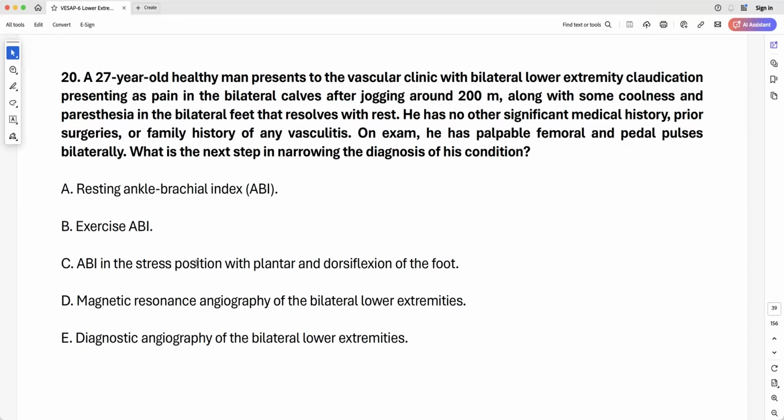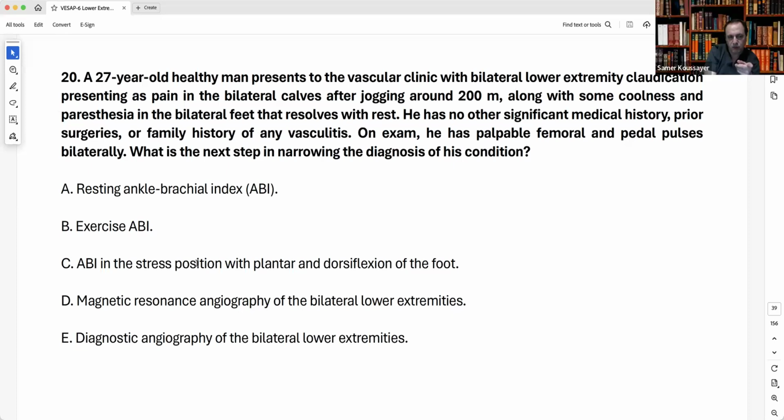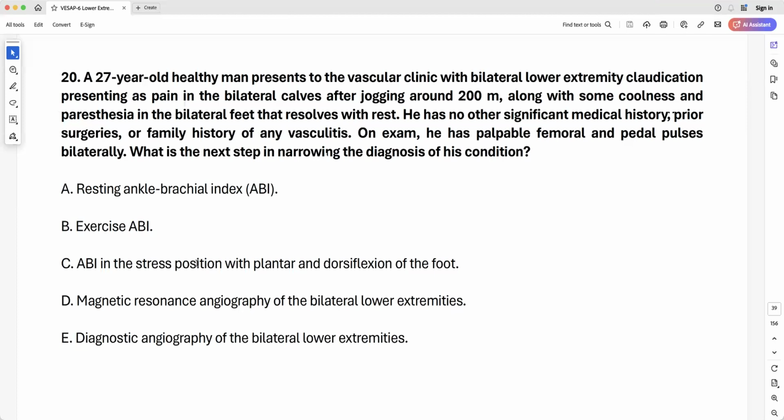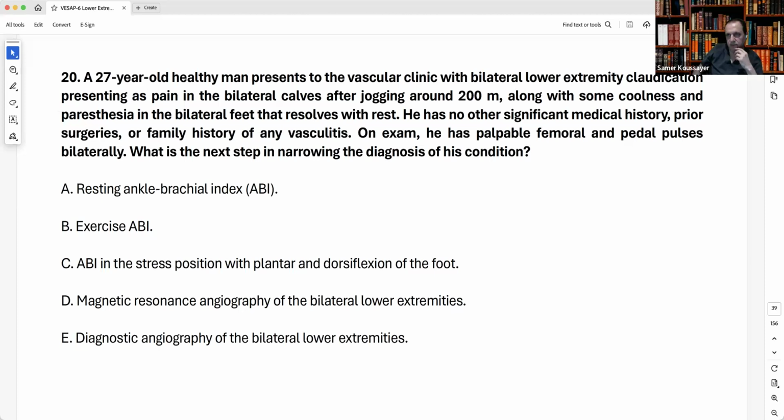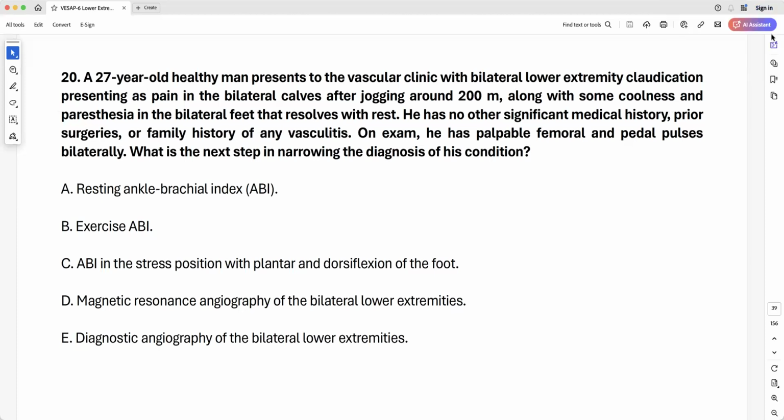C, ABI in the stress position with plantar and dorsiflexion of the foot. Yes, this one can differentiate between the diagnoses. If this one is positive, which one will it be? Popliteal entrapment syndrome, correct. D, MRA of bilateral lower extremities. No.